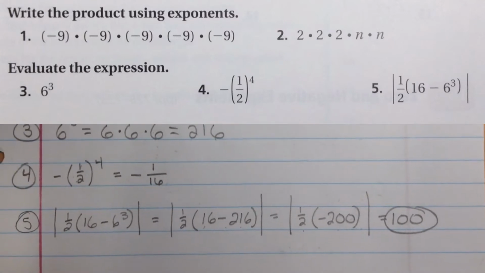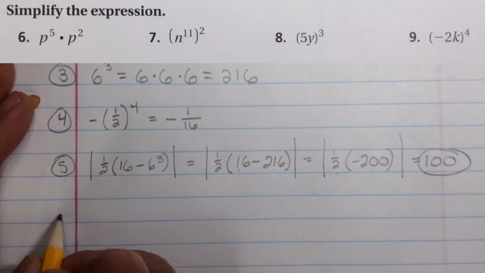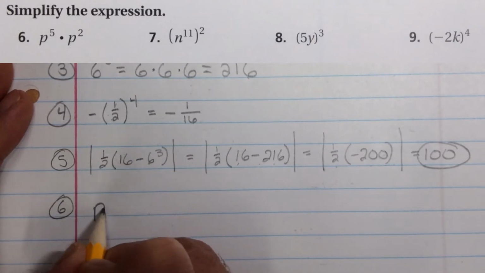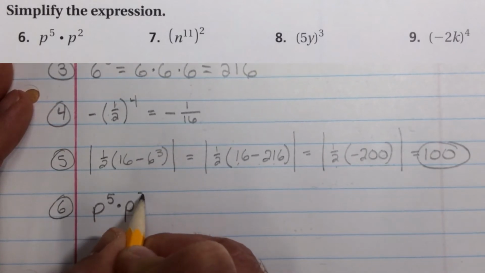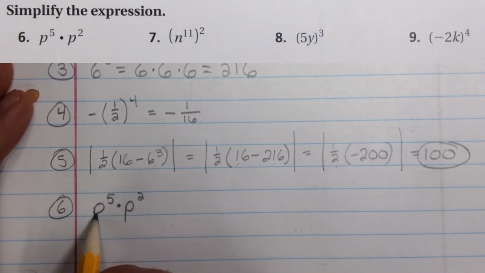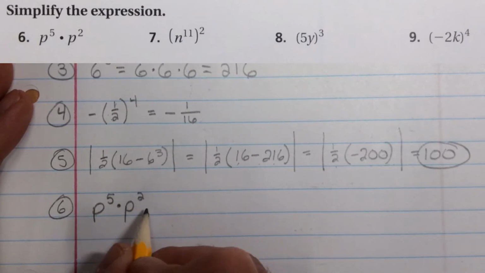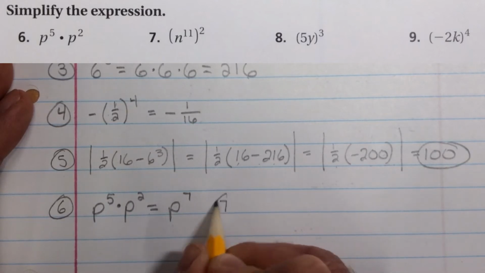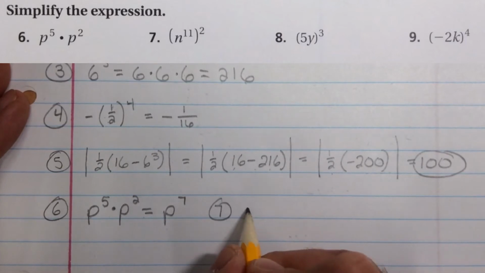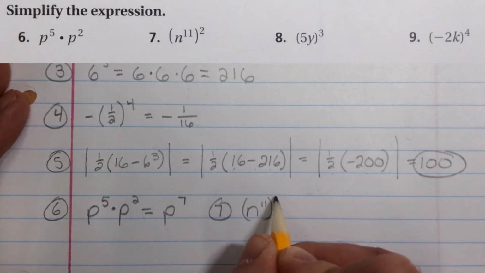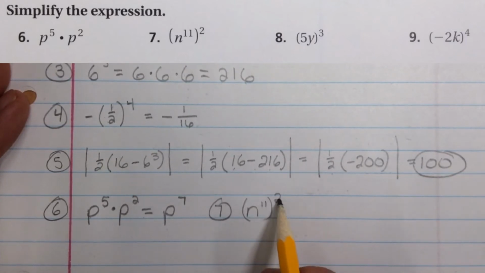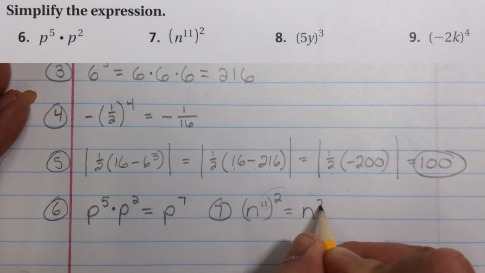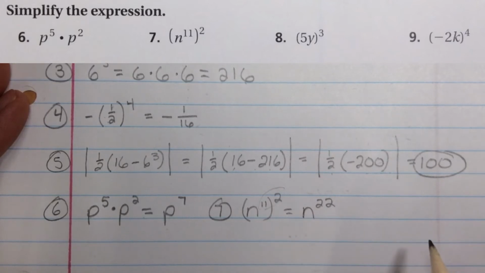So for the next problems, it says simplify the expression. So it says p to the 5th times p to the 2nd. And remember, when we're multiplying same bases, then we just add their powers. So this would just be p to the 7th, number 7. N to the 11th to the 2nd power. When we're raising a power to a power, we multiply those powers, giving us n to the 22nd power.